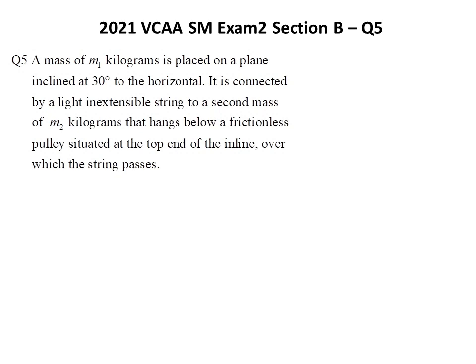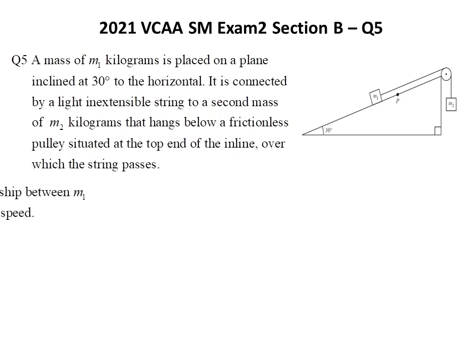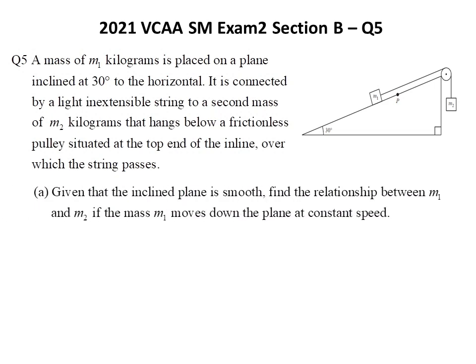First, let's read out this question, which states that a mass of m1 kilograms is placed on a plane inclined at 30 degrees to the horizontal, as shown in the diagram. It is connected by a light inextensible string to a second mass of m2 kilograms that hangs below a frictionless pulley situated at the top end of the incline, over which the string passes. There are 4 parts in question 5. Part A is to find the relationship between m1 and m2 if the mass m1 moves down the plane at constant speed, given that the inclined plane is smooth.